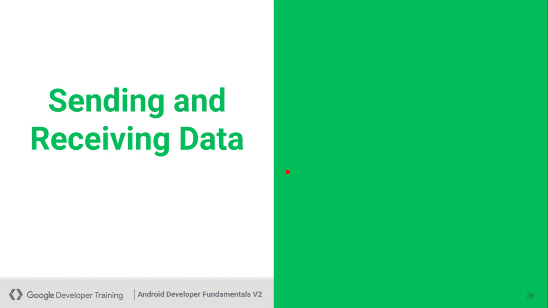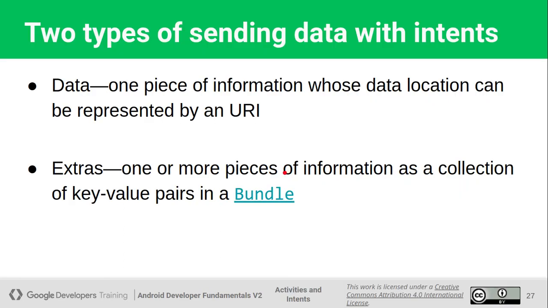In this lecture we will discuss how we can send and receive data from one activity to the second activity. There are two types of sending data with intents. One is data and second is extra. In data we send information or a message using a URI. Basically we attach a URI with the intent, and on the receiving activity we retrieve the URI and we can utilize this URI to retrieve any information from the Android device.